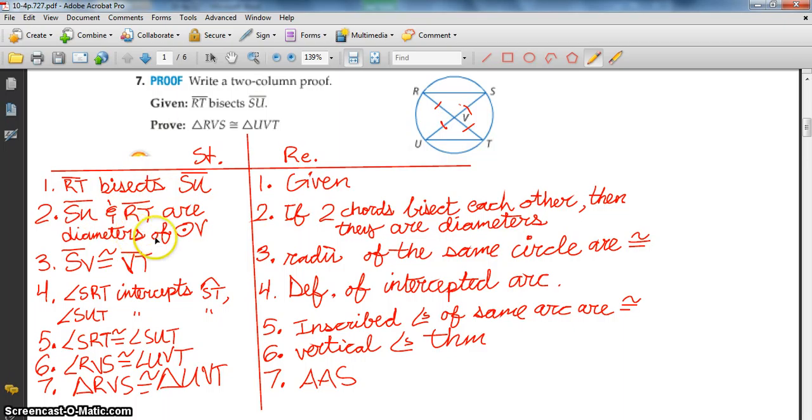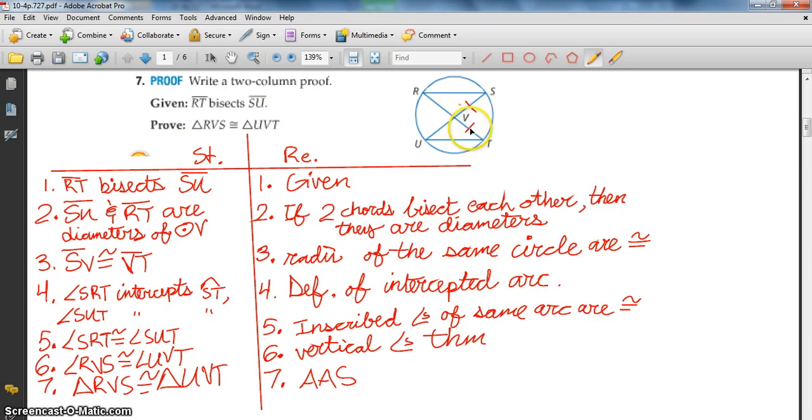SU and RT are diameters of circle V, because if two chords bisect each other, then those chords must be diameters. So based off of that information, we can say that SV and VT are congruent because those are both radii. It's half of the diameter. So half the diameter here and half of the diameter there. So we now know that these two sides are congruent.